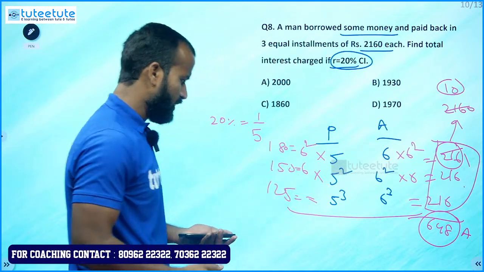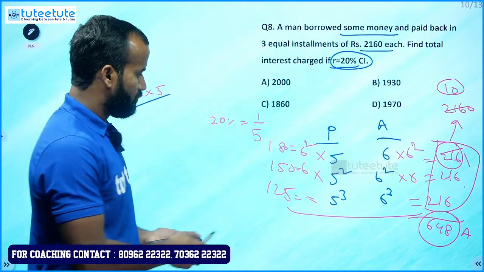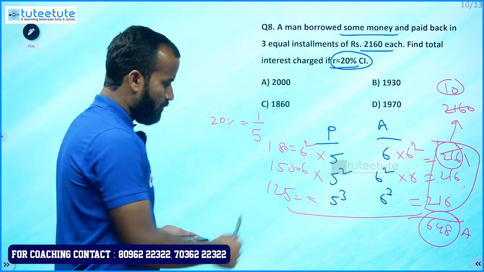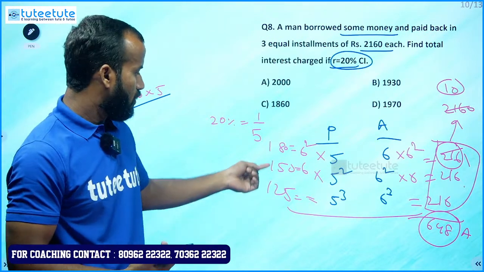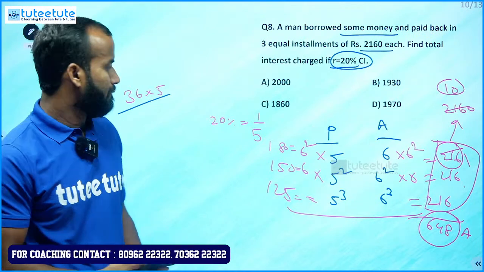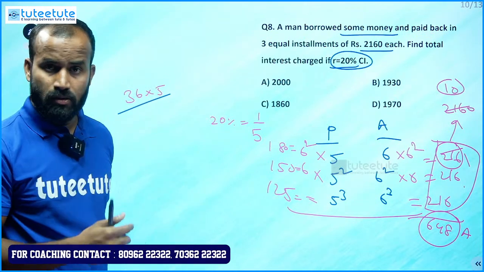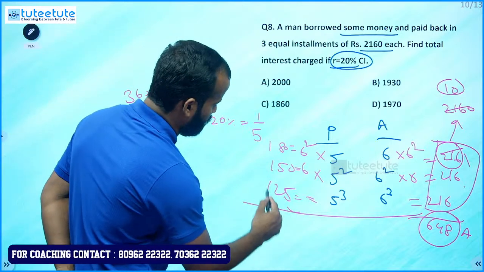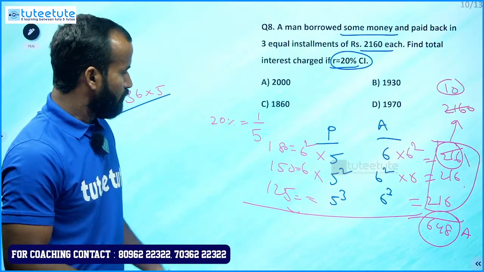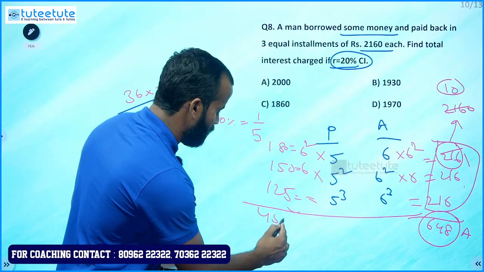So if you add everything, 125 plus 150, 275, 375 plus 80, plus 80 means 25. So what are you going to get? 455 you are going to get.